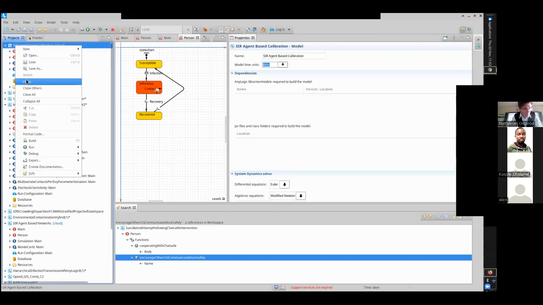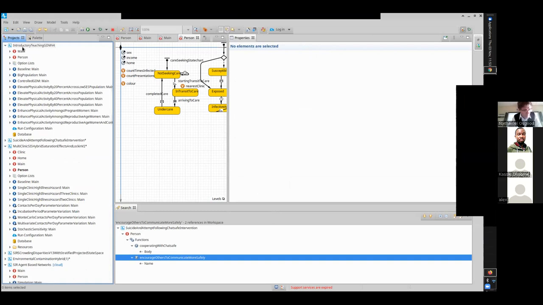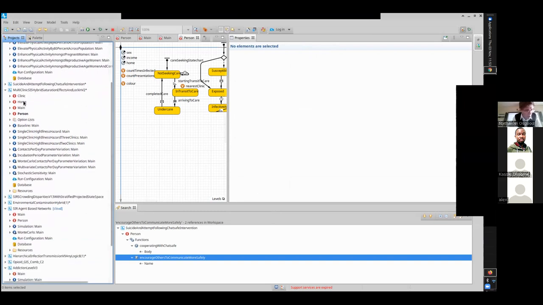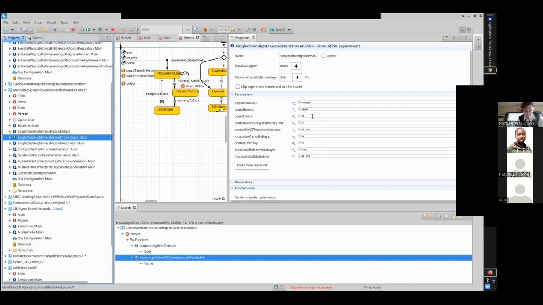So if we go up, we can close this agent-based calibration model. I made the point there with dimensionality. We have some models open. I think maybe next time we'll focus more on this introductory teaching GDM, but we already have multi-clinic. So you'll notice here, we have a baseline scenario. And then we have a set of alternative scenarios. We say, suppose we had a scenario where we had a high illness hazard rate, but we had three clinics, for example, or we had two clinics in place. And in the baseline, we only have one clinic in place. And here we're comparing three clinics and two clinics against the baseline.